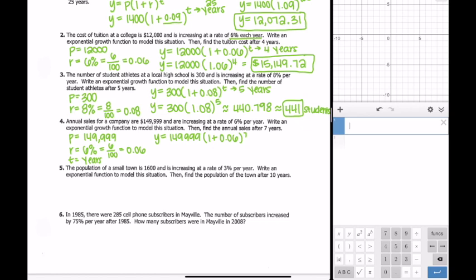And we can type this into Desmos exactly as we see it. 149,999 times 1 plus 0.06 raised to the power 7. And that gives us $225,543, and we're going to round that to 4 cents.